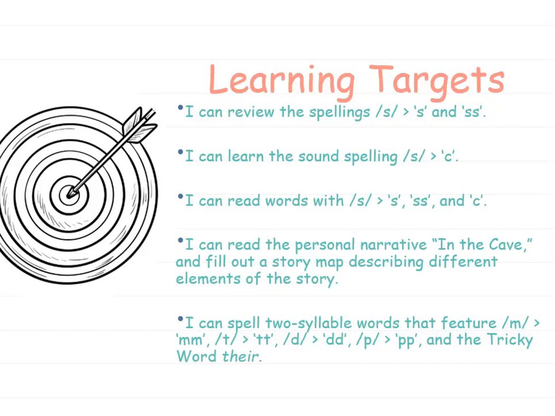Let's look at our learning targets. I can review the spellings spelled S and SS. I can learn the sound spelling spelled C. I can read words with spelled S, SS, and C. I can read the personal narrative in the cave and fill out a story map describing different elements of the story. I can spell two-syllable words that feature d, and the tricky word there.